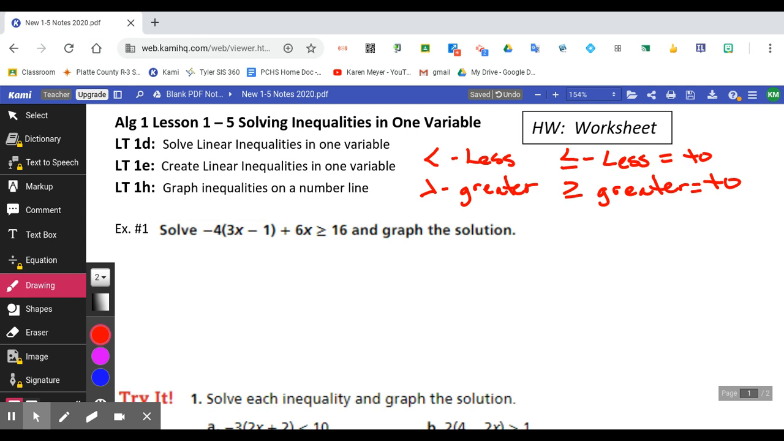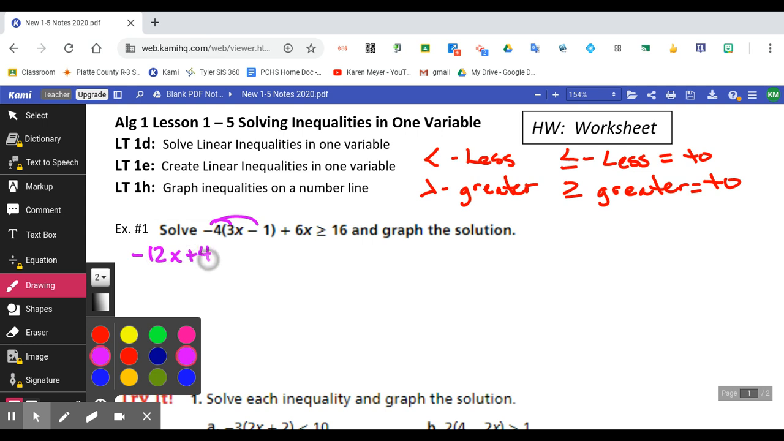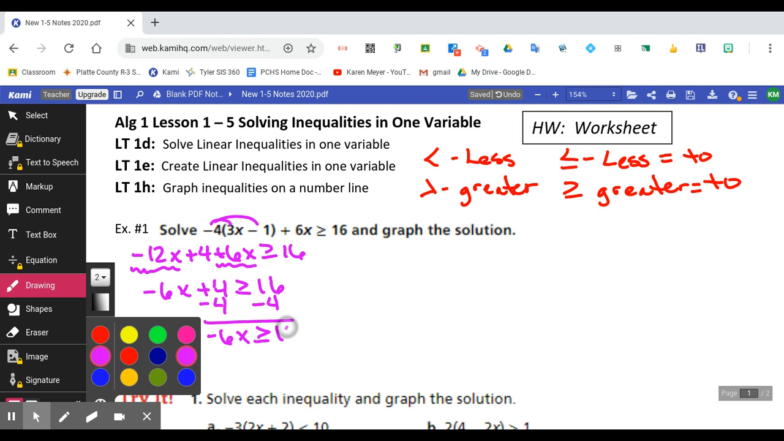So let's jump into number 1. I would start by using the distributive property. So negative 12x plus 4 plus 6x is greater than or equal to 16. Then combine your like terms. So negative 12x and positive 6x will add together for negative 6x plus 4 is greater than or equal to 16. Then we have to get rid of the plus 4 by subtracting 4. So negative 6x is greater than or equal to 12.